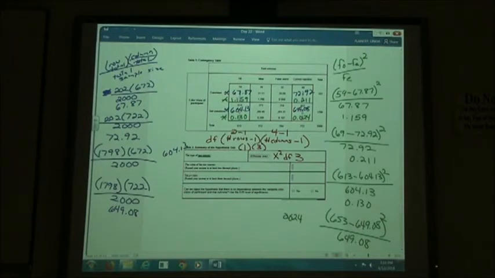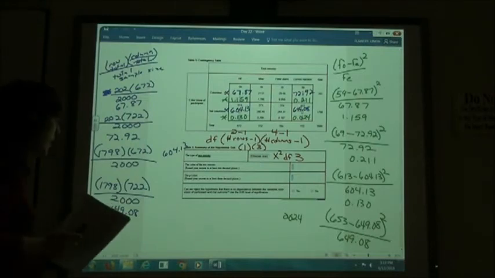So the number of rows is 2, and 2 minus 1 is 1. The number of columns, we have 4 different columns. 4 minus 1 is 3, and then 1 times 3 is 3.